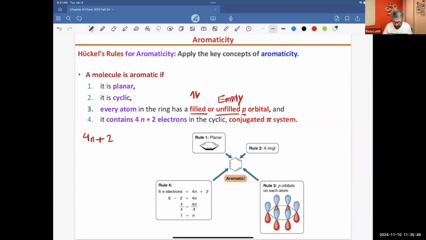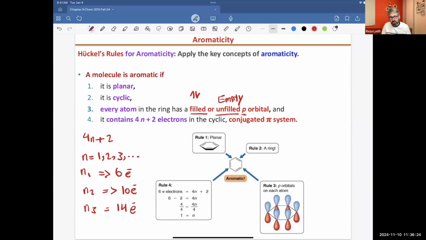What's the n? N has to be a whole number. It can be 1, 2, 3, and go up. You cannot have a fraction. If you start with n equal to 1, the number of electrons will be 6. With n equal to 2, the number of electrons will be 10. And if n is 3, 4 multiplied by 3 is 12, plus 2, it will be 14 electrons. So you calculate the pi electrons, and if the pi electrons fit 4n plus 2, in that case we say the molecule is aromatic.